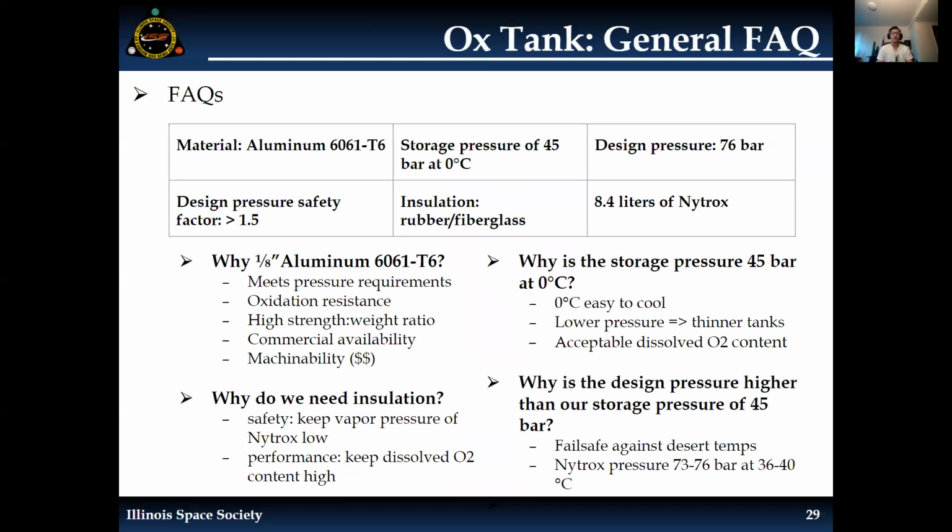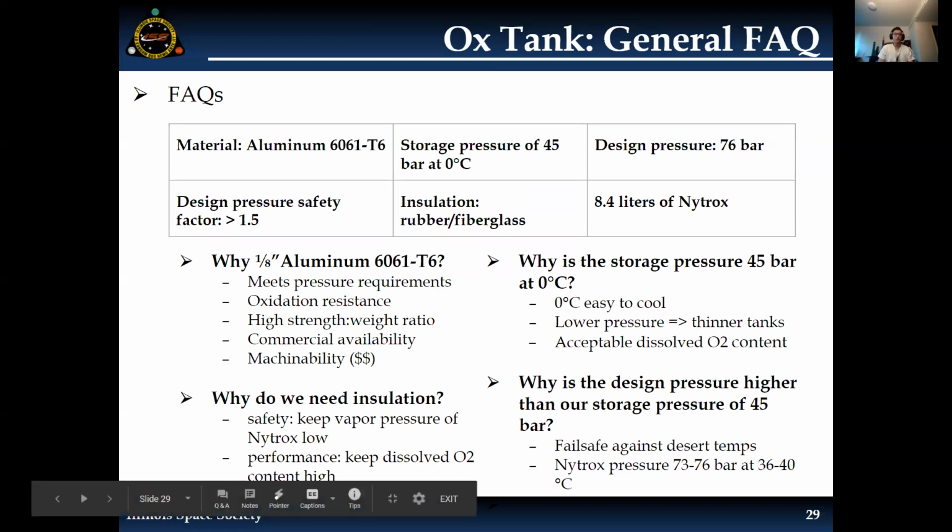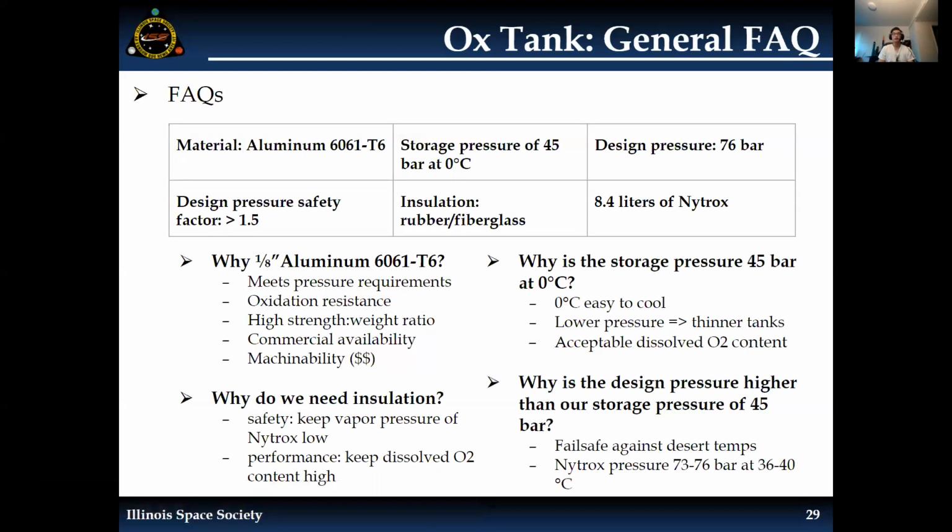As I mentioned before, none of the values that I mentioned were arbitrary. There are reasons why we picked what we picked. Starting with the aluminum body, why is it 1/8 inch and why is it aluminum 6061 T6? Aluminum 6061 T6 is just an alloy of aluminum. The reason it's 1/8 inch is because 1/8 inch meets our pressure requirements. And the reason we chose that alloy is because it has high oxidation resistance with a high strength to weight ratio, and it's also highly commercially available and very easy to machine. So it's lightweight, low cost, oxidation resistant, and meets our requirements. That's all we want.